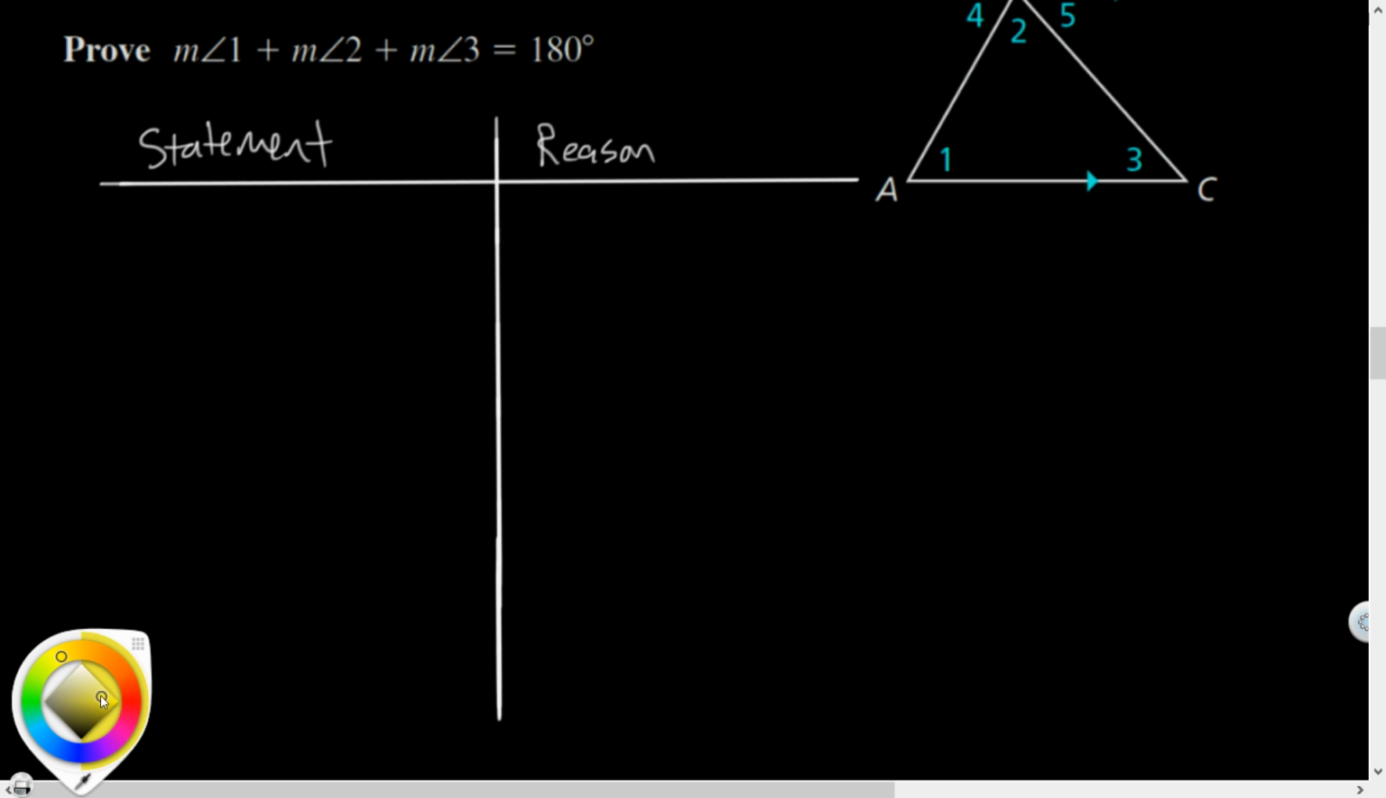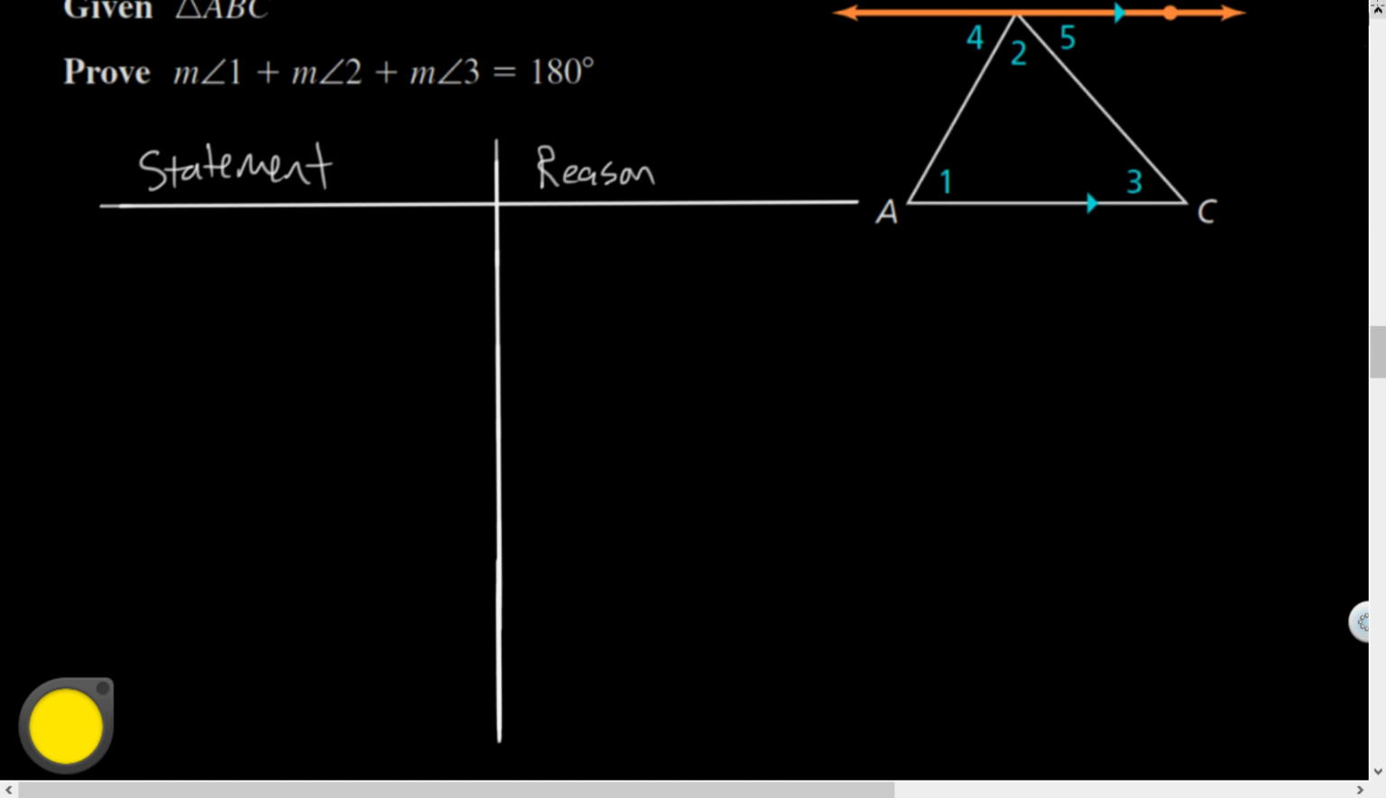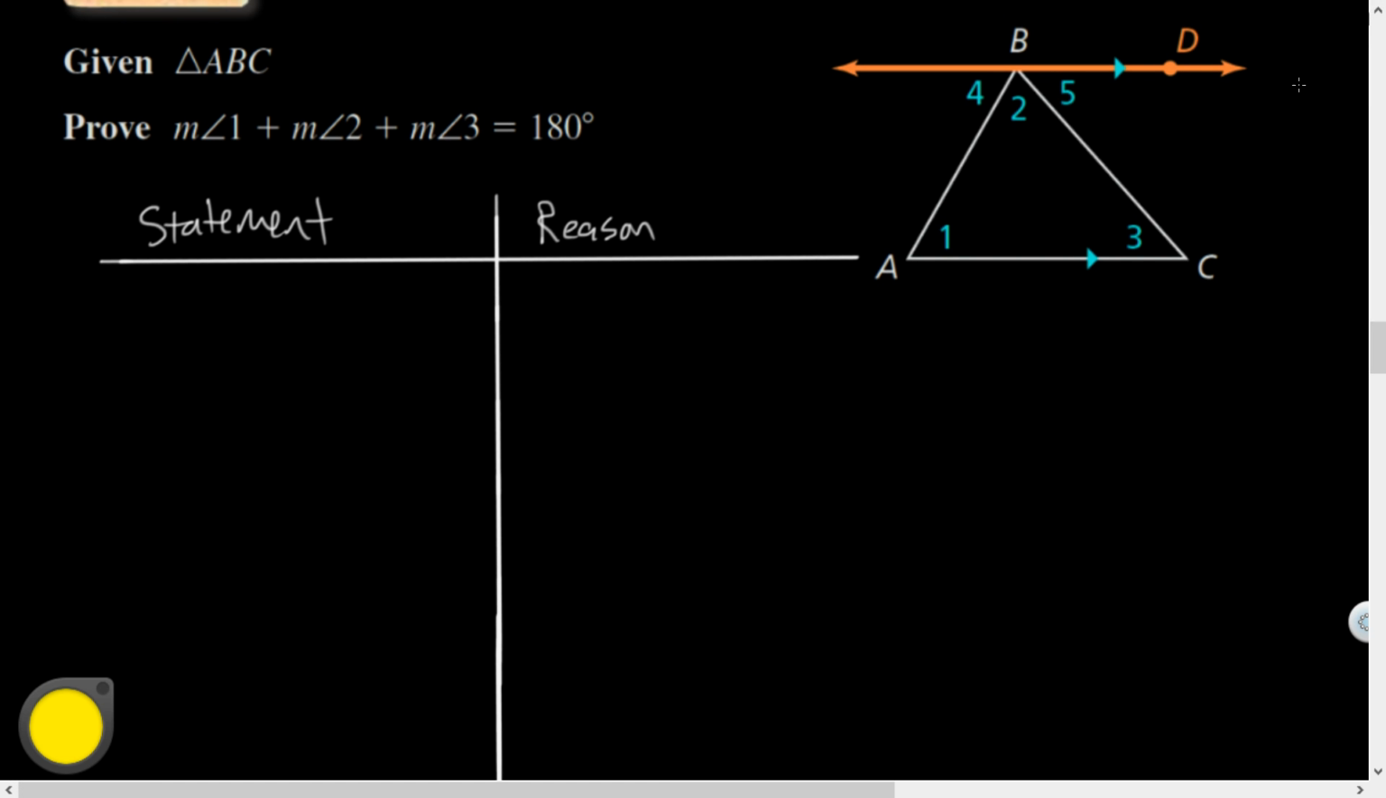Statement and reason. Here we go. You guys ready? The thing you have believed to be true, we will now prove. Okay, so let's start with some given information.